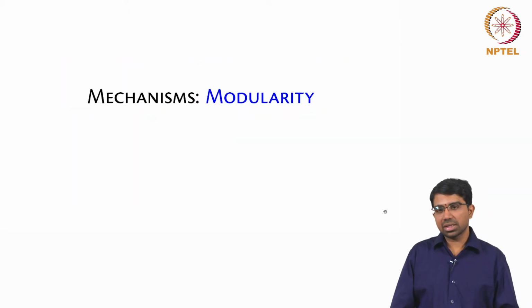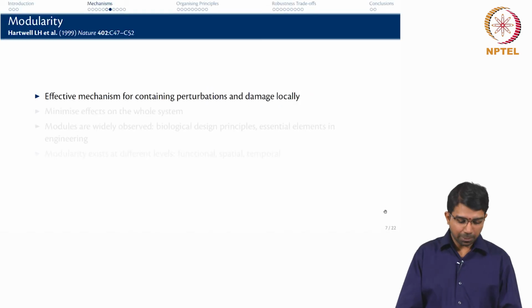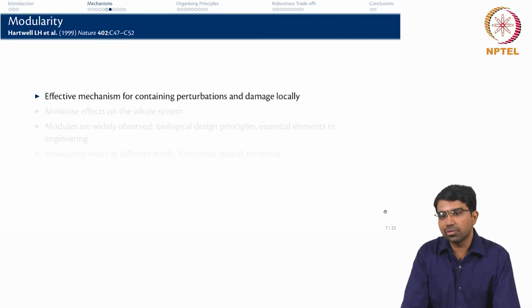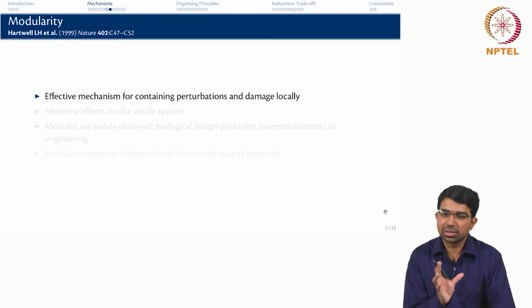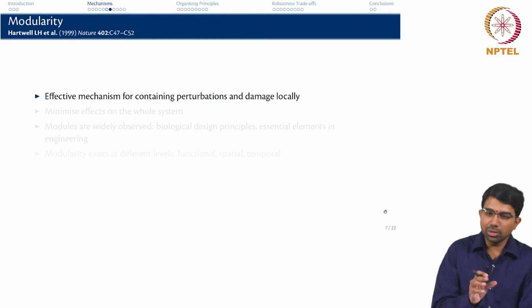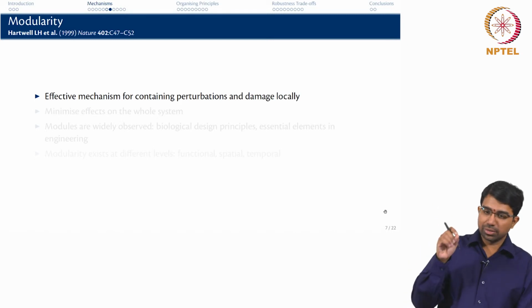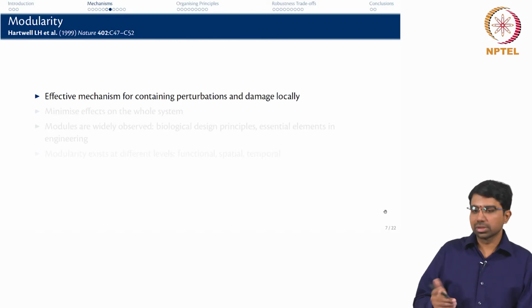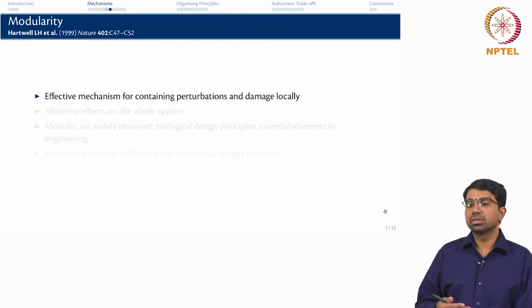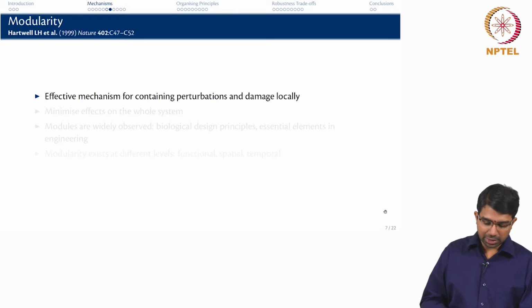The other very interesting mechanism is one of modularity. So, it is an effective mechanism for basically insulating certain perturbations. So, you have one module, maybe only that starts failing, or a mutation only affects that module. This is intimately connected with decoupling as well, right. Modules are somewhat decoupled, this minimizes effects on the whole system.